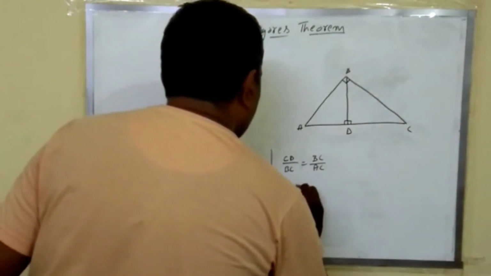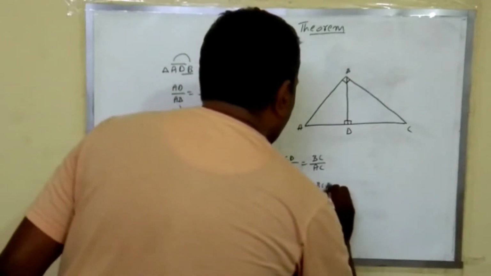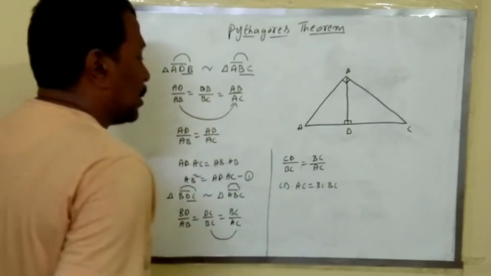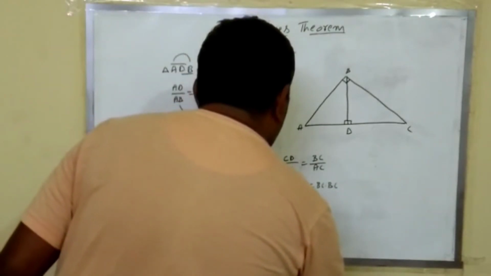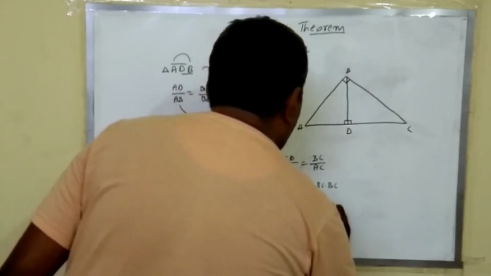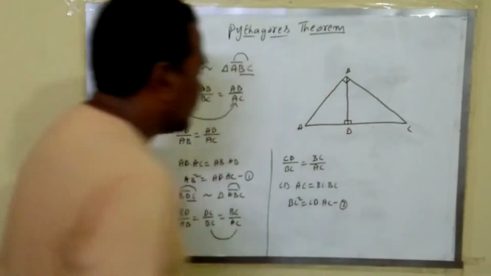CD into AC is equal to BC into BC. Dot is nothing but product. So finally I get BC square is equal to CD into AC. Take this as second equation.